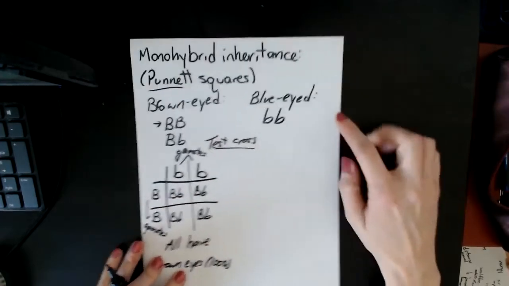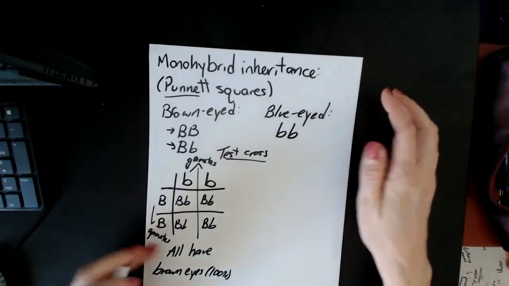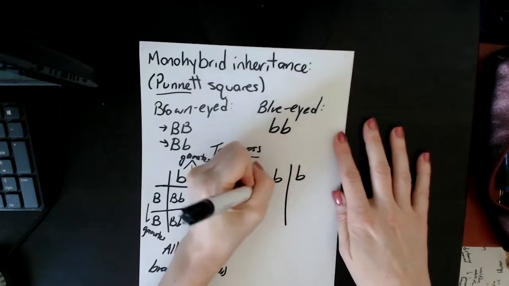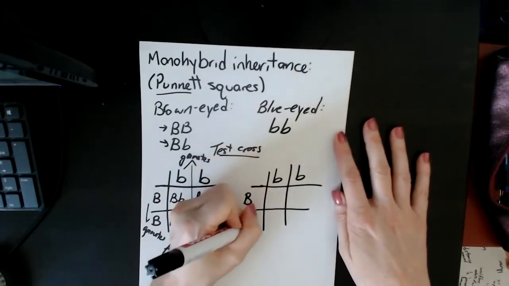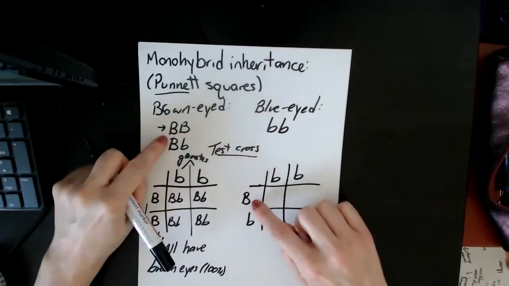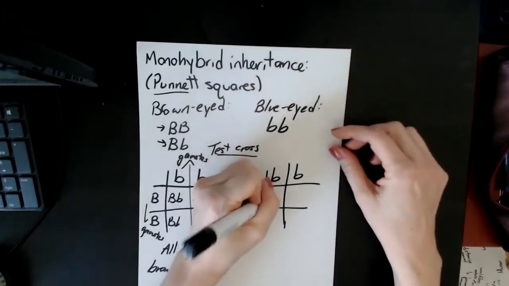Now, what if that's not the genotype? What if this is the genotype? Let's see what that would look like. The recessive one, the one with blue eyes, doesn't change. That still offers only small b. But now the brown-eyed parent could give either a big B or a little b. And then you fill it in.